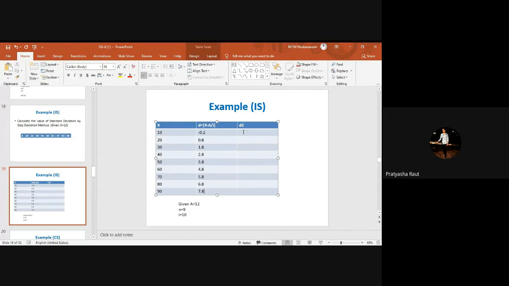Calculate the square of... how much? 0.4. 0.04. Next, calculate the square of 0.8. How much? 0.64. Next one, 1.8 square. 0.24. Move to the next.